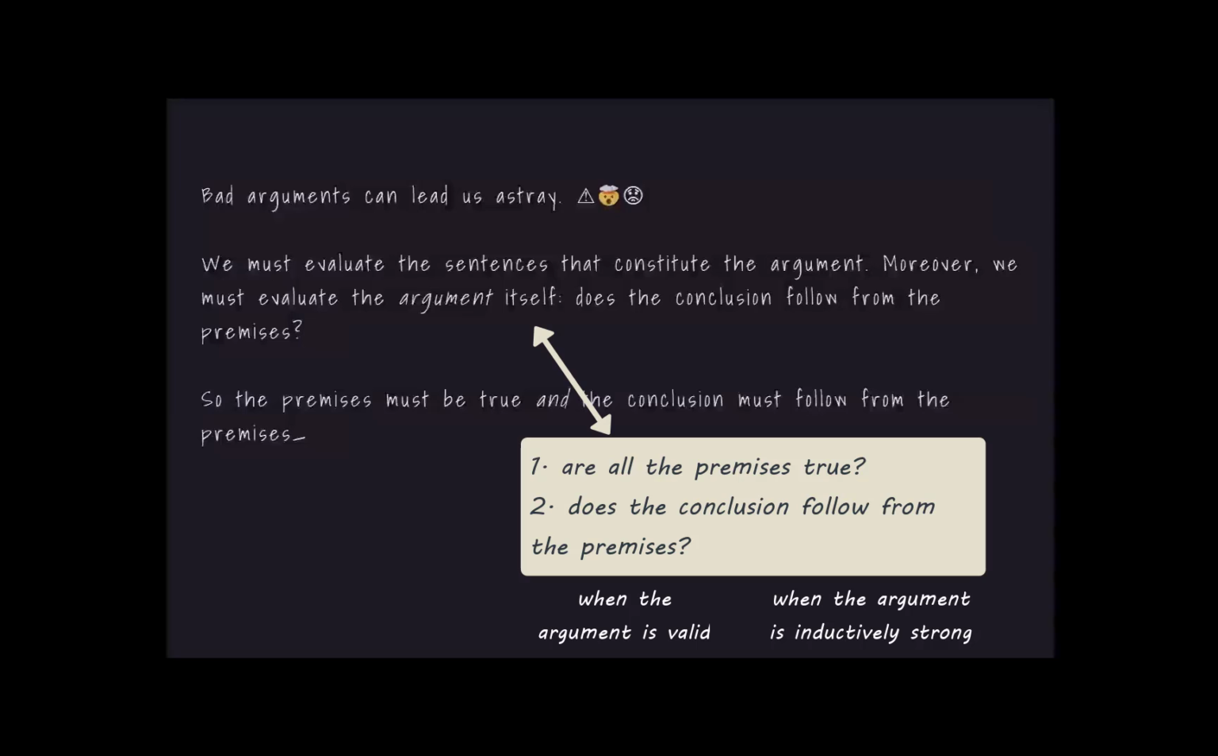Next, we would look at how we evaluate deductive validity and inductive strength. So we would look at the strategies applied to evaluate the correctness of inductive and deductive arguments.